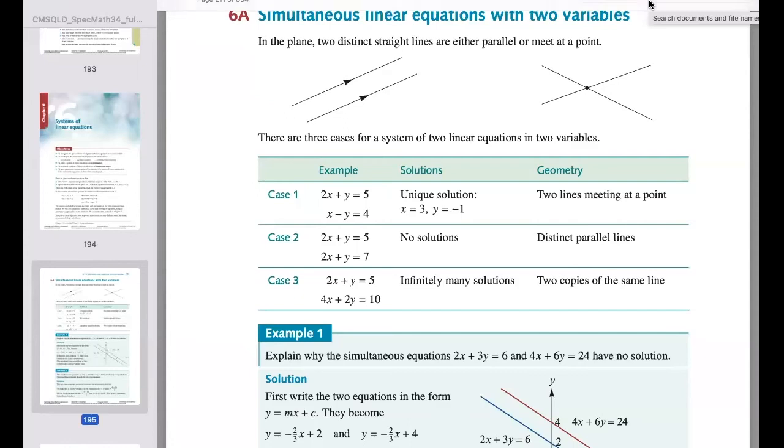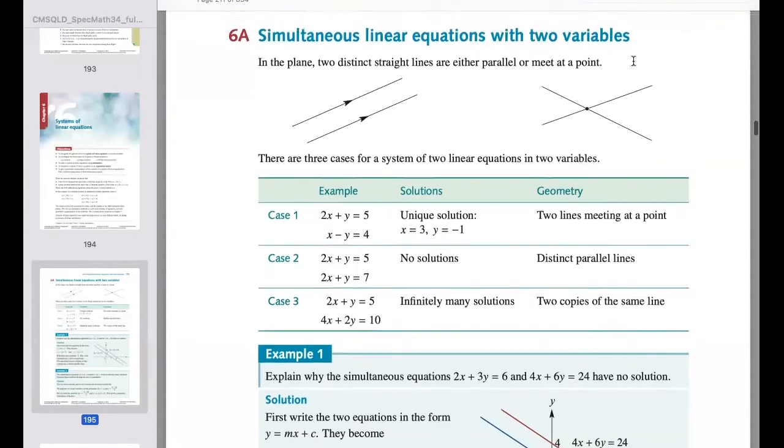Welcome back, everyone. Today, we're going to do the second section of the first topic of matrices. This section starts chapter 6. And with 6A, it is essentially all revision.